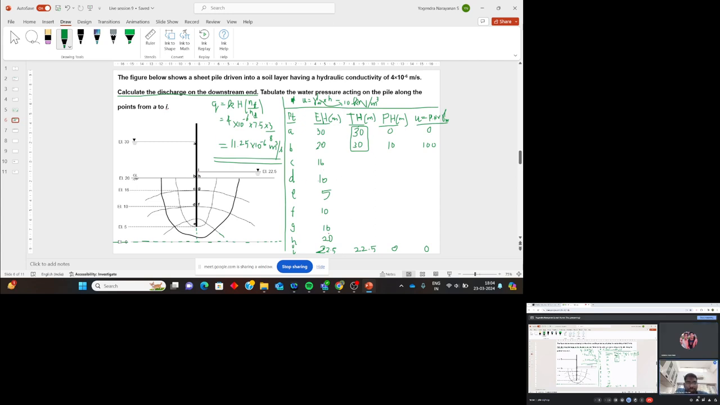So now coming to point H, what is the pressure head? At H, the pressure head is 22.5.